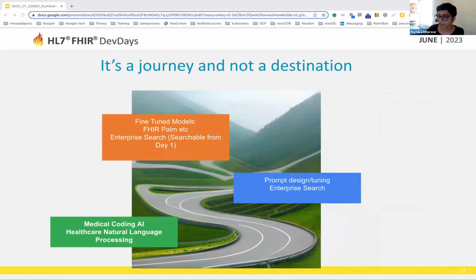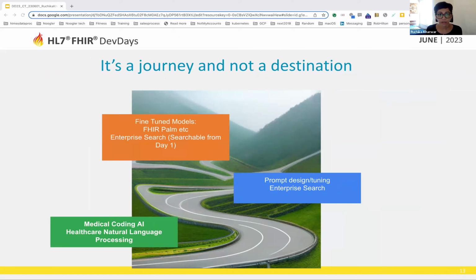So wrapping up, I think this is just the beginning. Last year, Google released AI-centric products in healthcare specifically, and there's a whole bunch of products, but I'm going to highlight two of them. One was for medical coding, to generate medical codes from unstructured data in the form of clinical notes. And the second one was healthcare natural language processing, to extract entities with context and relationships from clinical notes.